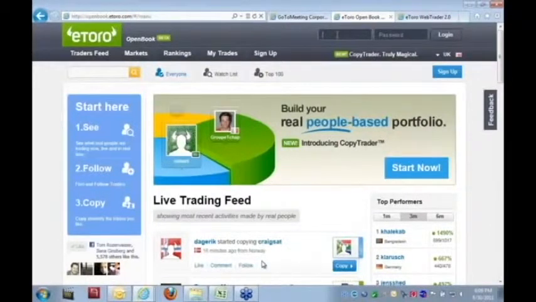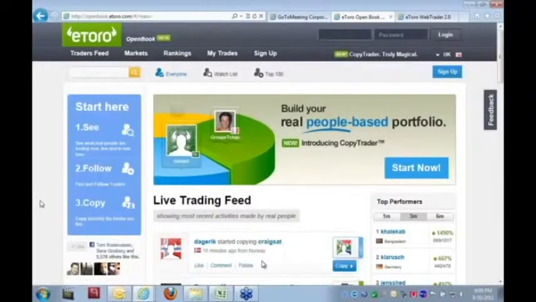Okay, so let's see how this works. To the left you can see the basis for Open Book trading. It says see, follow and copy. What do we mean? See what real people are trading now, live and in real time. Follow: find and follow traders. Copy: instantly copy the trades and traders that you like.